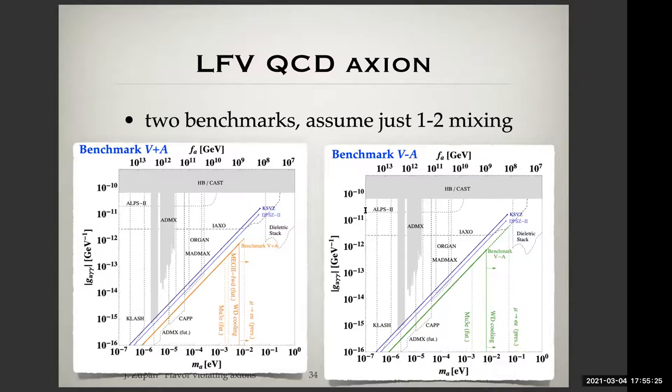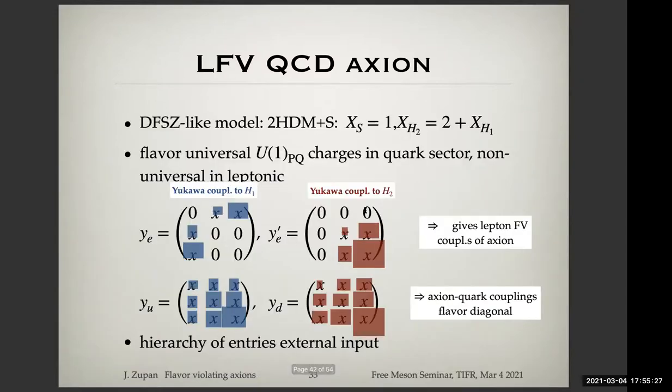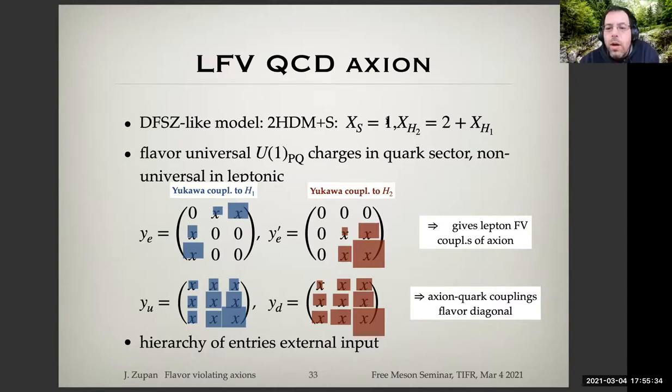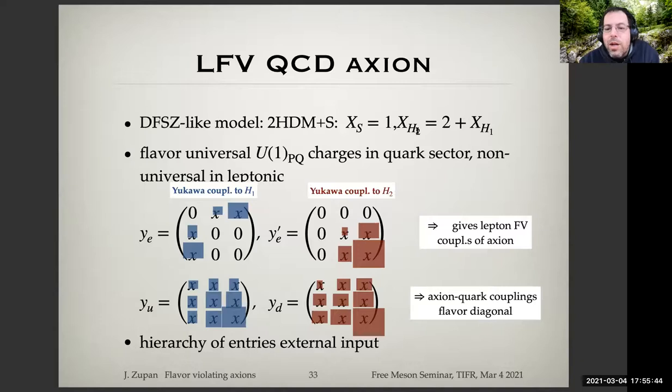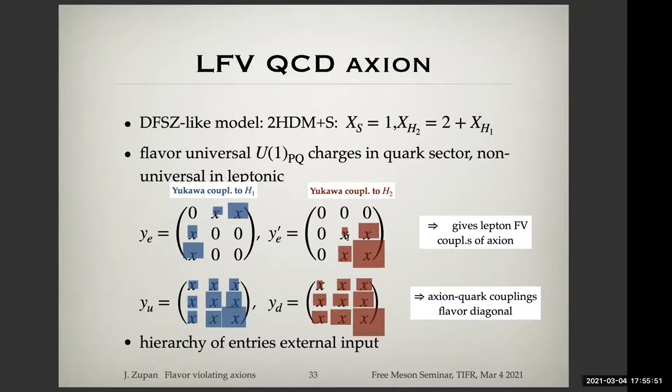Clarification. In your last transparency, when you say X and X, do you mean order of, or do you actually mean one, one? No, I mean, XS is the PQ charge of the S, and then H2 and H1 have these charges. And then I didn't tell you what the charges are for the fermions. It would be too much. So I'm pictorially showing.